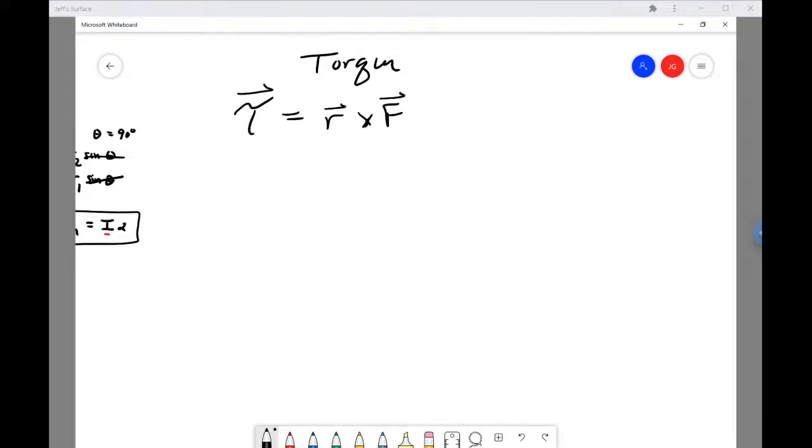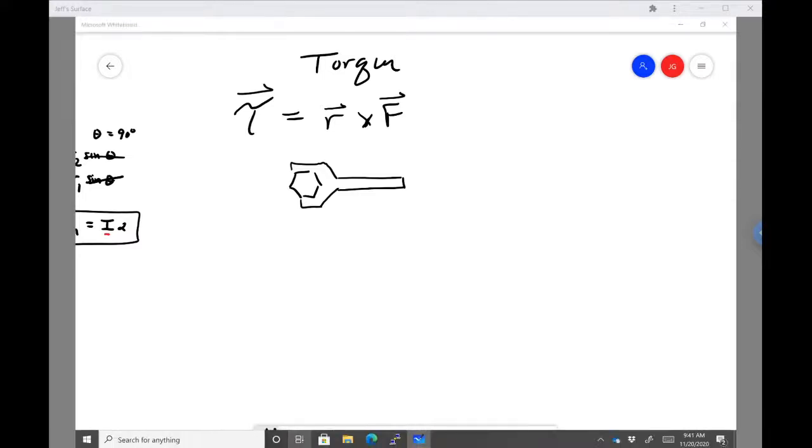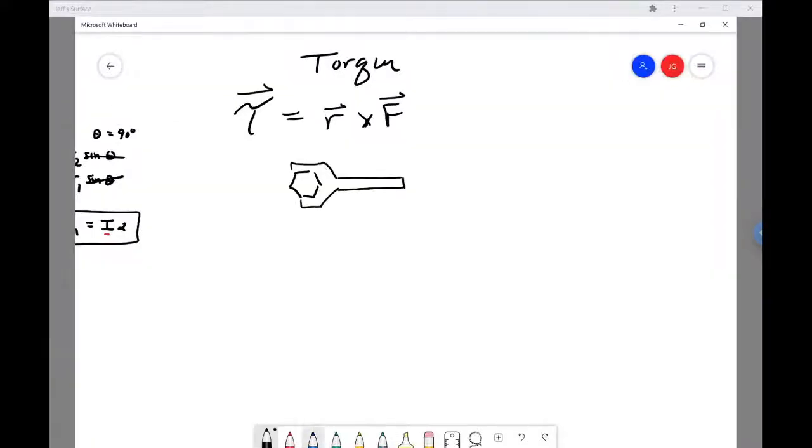So if you ever try to loosen a nut with a wrench, and you're trying really hard to loosen this nut, you exert a force. You grab it and exert a force to try to rotate this nut, and it doesn't budge.